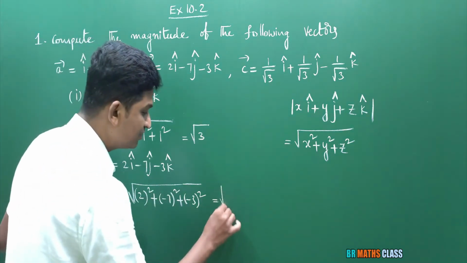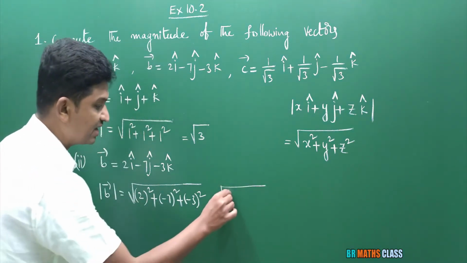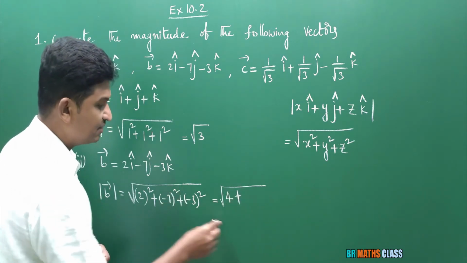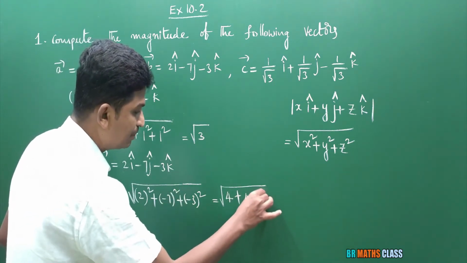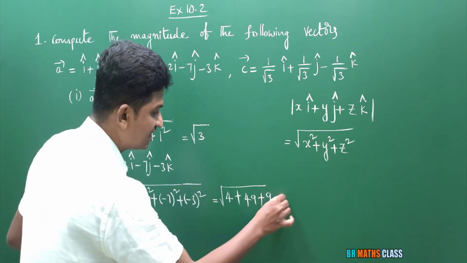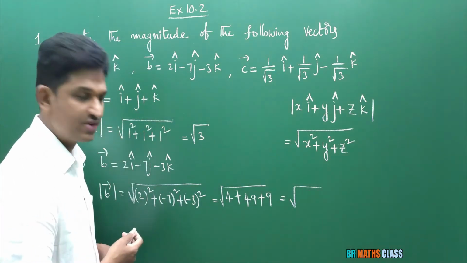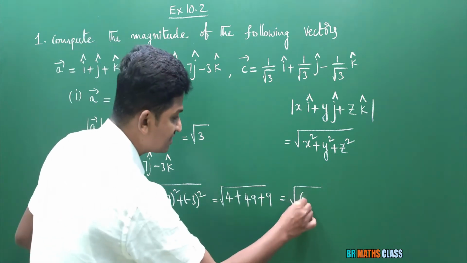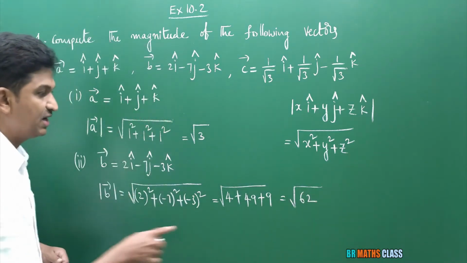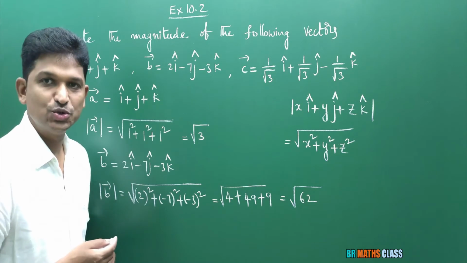If you simplify this, what will we get? See here, 2 square is 4, plus minus 7 whole square is 49, plus 3 square is 9. Okay, that is root over 49 plus 4, 53, plus 9 is 62. So the magnitude of this vector is root over 62.